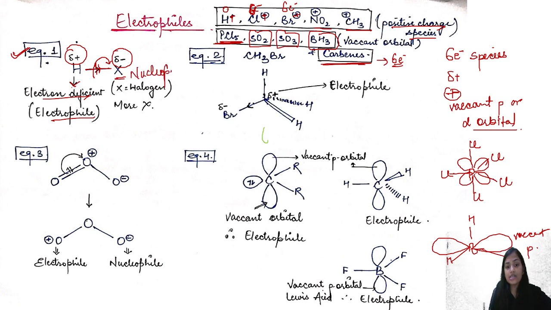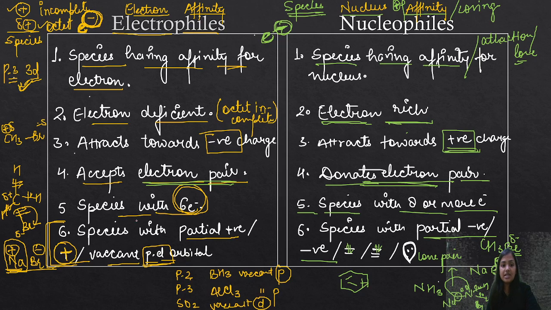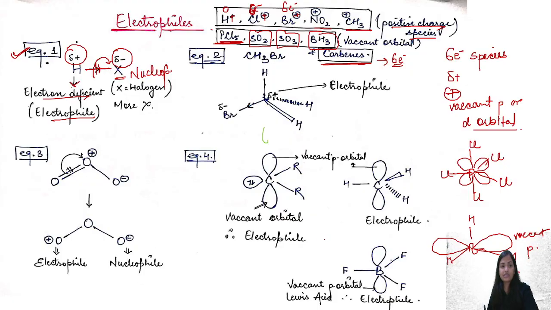So this part is said to be nucleophilic. Understood? So here, any species bearing a partial or complete positive charge is said to be electrophilic. Any species bearing a partial negative or a complete negative charge is said to be nucleophilic. Just the opposite. Okay.